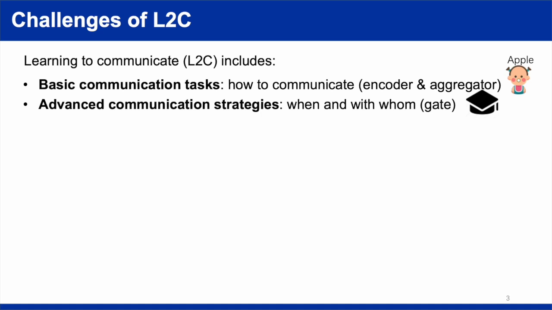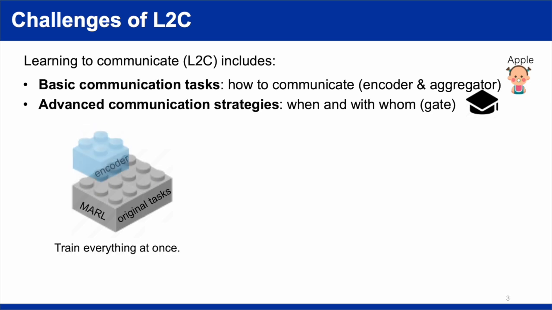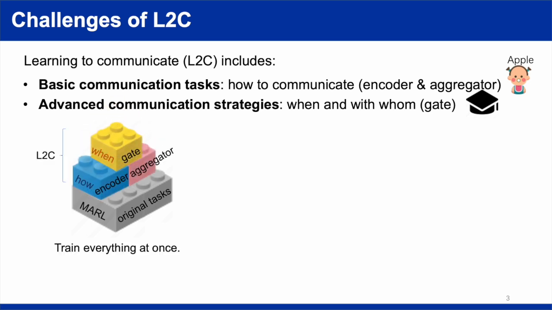The former requires learning how to communicate, including encoding environmental information into messages and understanding these messages. It's quite similar to the process of how we learn language. The next level is advanced communication strategies, such as learning when and with whom to communicate. Current learn-to-communicate strategies train all the components at once, integrated with original tasks, such as multi-agent reinforcement learning.